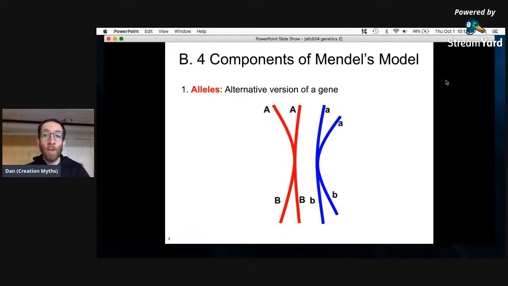So now we're going to go through the 4 components of Mendel's model. The first component is that there are things called alleles, and alleles just means different versions of a gene. Now, this kind of figure is something you're going to see a bunch going forward. So let me take a minute and explain what we're looking at here, because we didn't talk about the cell cycle, mitosis, or meiosis, which is the process of going from a diploid cell to haploid gametes.